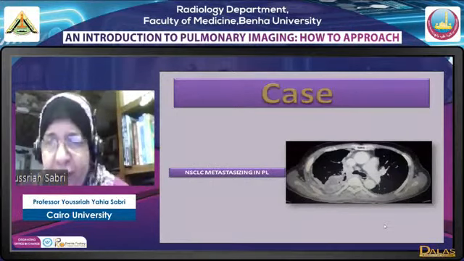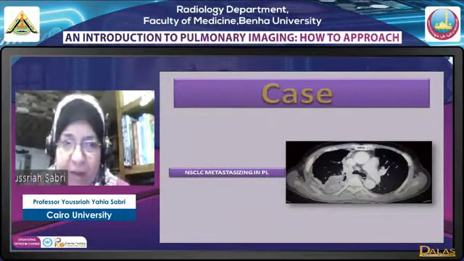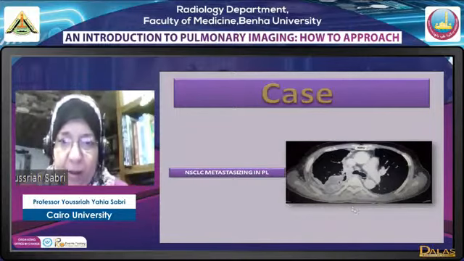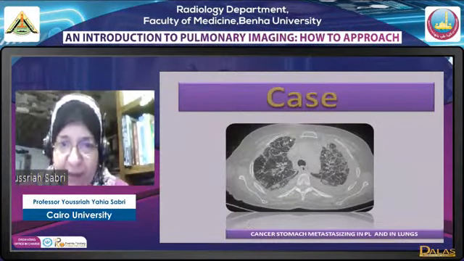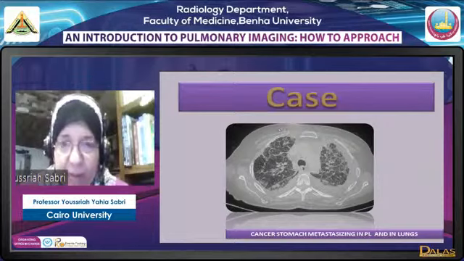The differential diagnosis of such a thing is metastasis to the pleura. In this case, we have non-small cell lung cancer metastasizing to the pleura. We have pleural metastasis here. And in this case, as you can see, there are bilateral prominent interlobular septa. This was a case of stomach cancer with lymphangitis carcinomatosa and bilateral pleural metastasis.